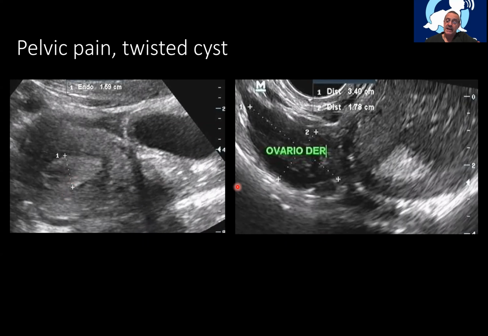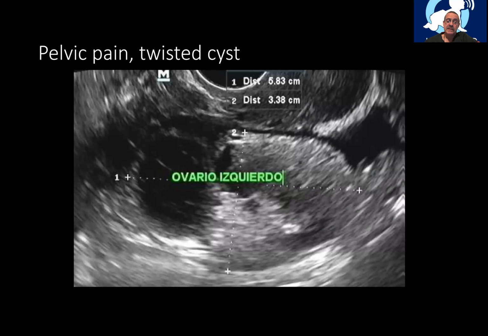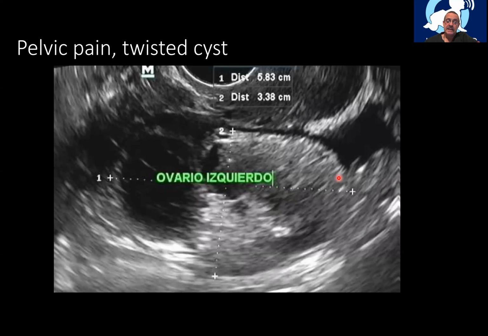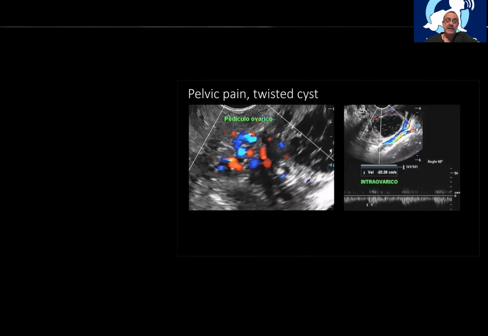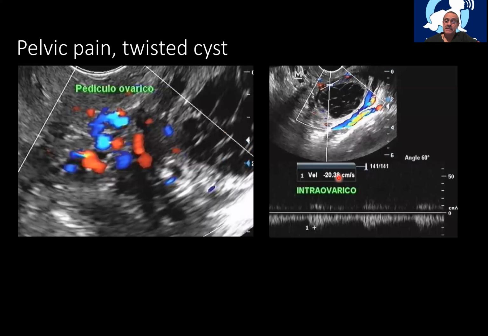Thick endometrial lining, right ovary. And the pain was right because the left ovary was twisted to the right side. And it hurts. And the arterial velocity is modified.